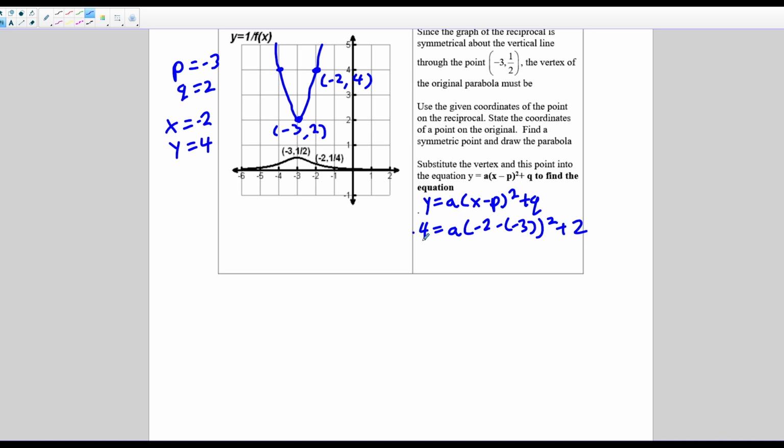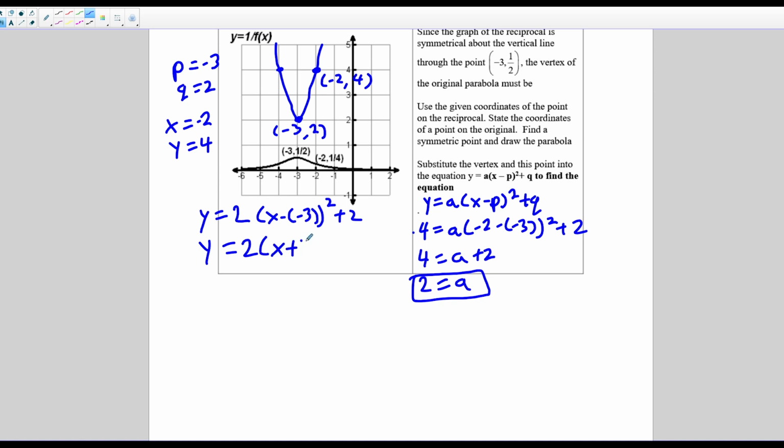And we'll end up with 4 is equal to positive a, because we'll have -2 plus 3, which is just 1. 1 squared is 1. So 1 times a is a. And we'll have a plus 2, and we will get a is equal to 2. So plugging this back into our equation, we will have 2 times (x minus -3) squared plus 2, or fully simplified, we'll have 2(x plus 3) squared plus 2.